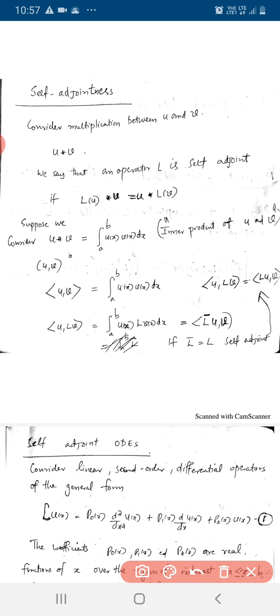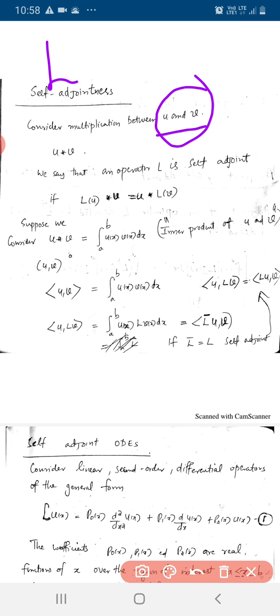Suppose we have two functions, or we can say two quantities u and v, and L is some operator that can act on these functions u and v. L is some operator. It may be a differential operator that operates on two functions u and v.